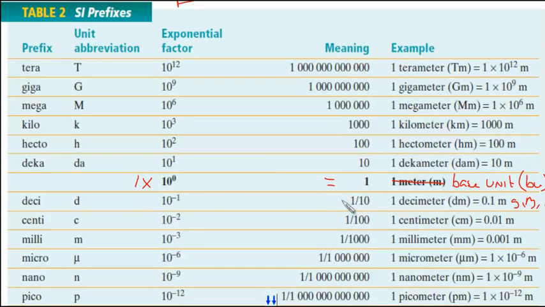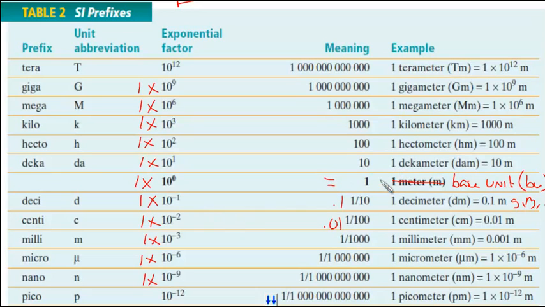What we're looking at is that 1 times 10 to the 0 equals 1. 1 times 10 to the 1 equals 10. 1 times 10 to the 2 is 100, and so on. 1 times 10 to the 3 is 1,000. Then 1 times 10 to the 6, 1 times 10 to the 9. 1 times 10 to the negative 1 is a tenth, or 0.1. 1 times 10 to the negative 2 is 0.01, and so on. So this is a little review of scientific notation, but this is what it means.